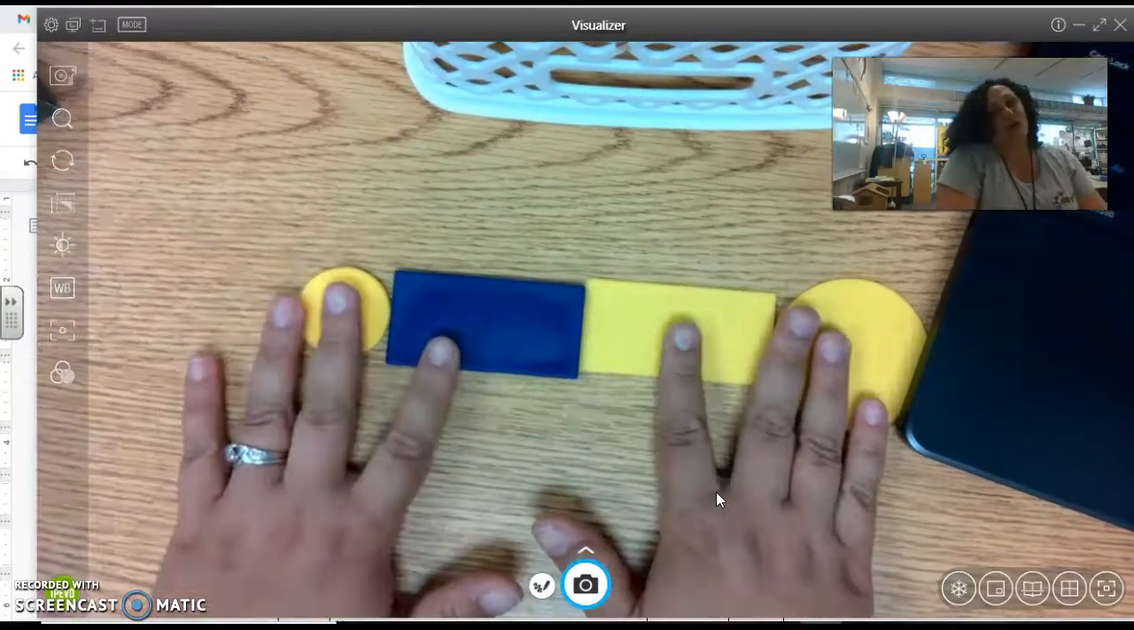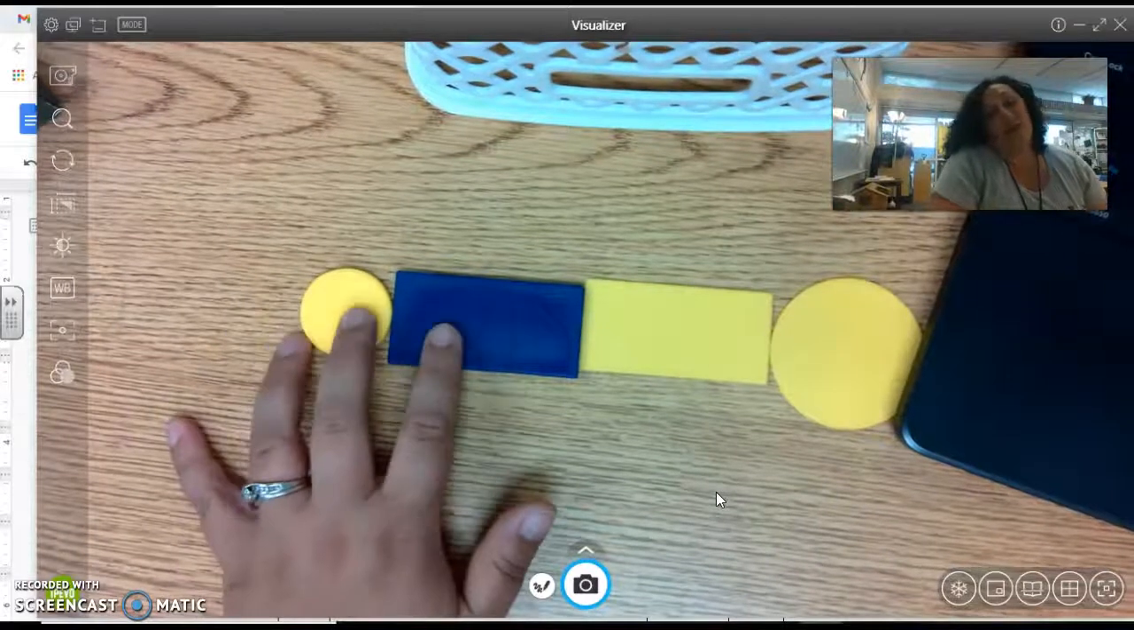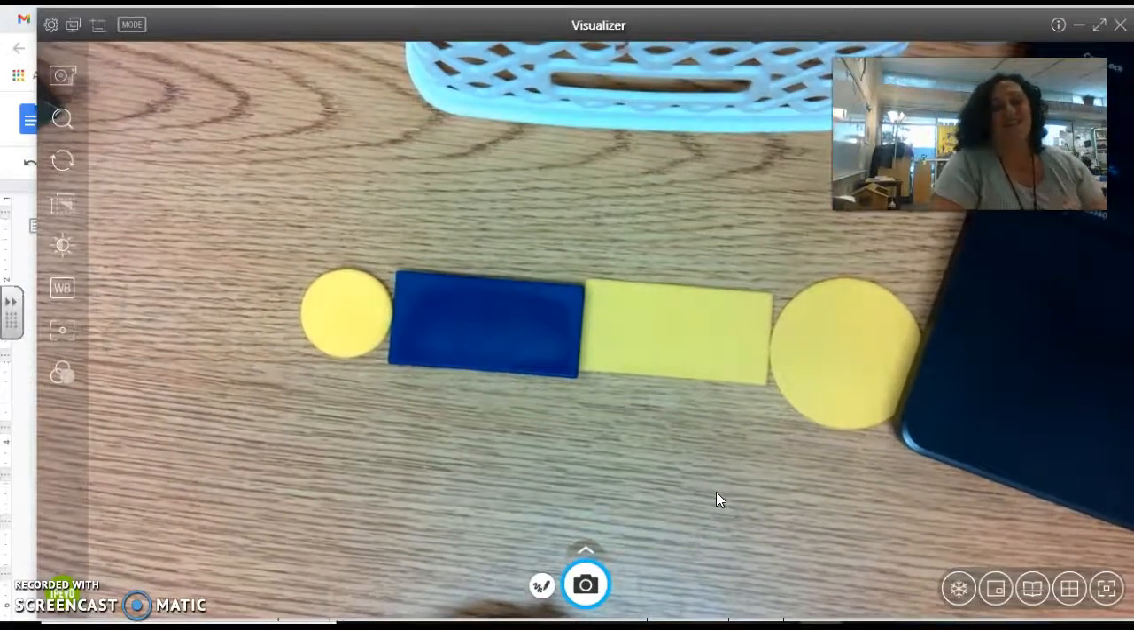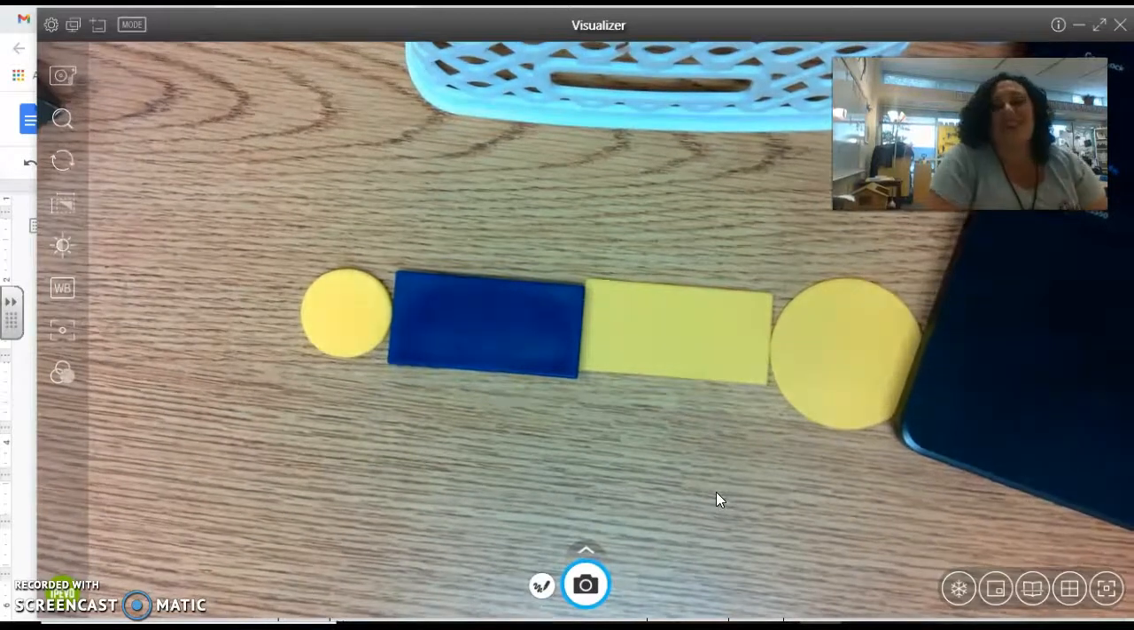They're not the same color, they're not the same shape, and they're not the same size, but they are the same width. They're both thick, all right?